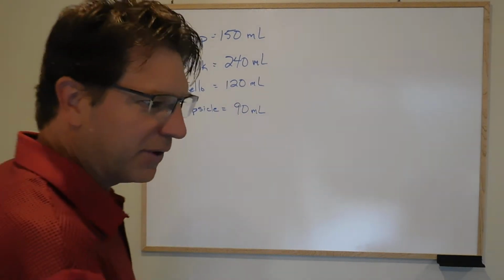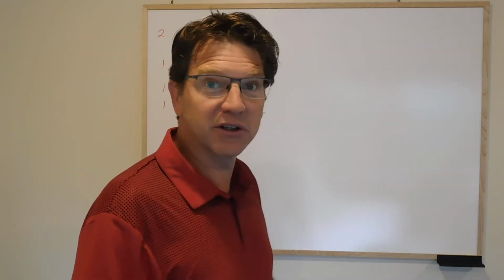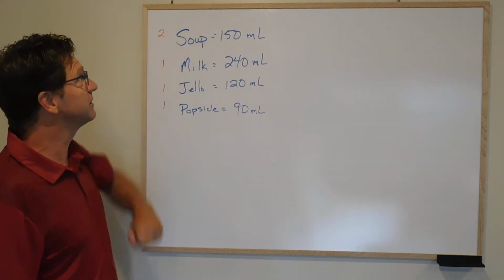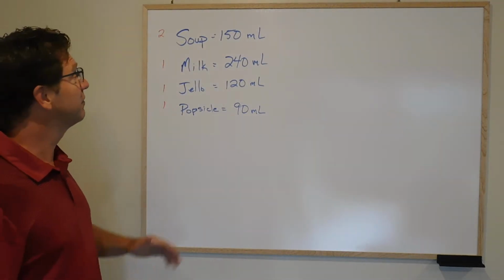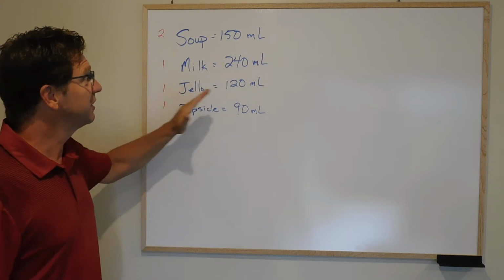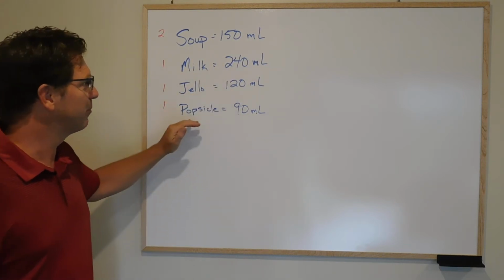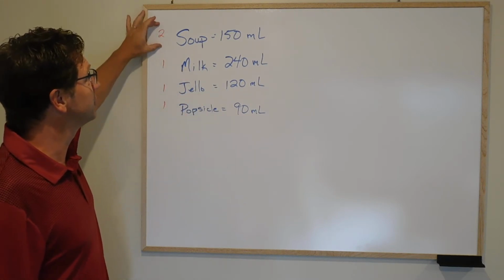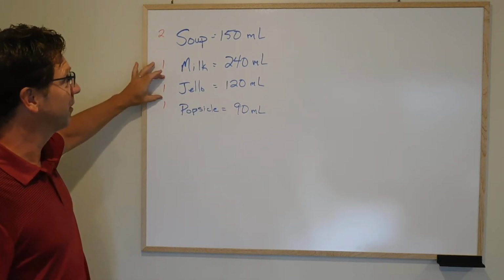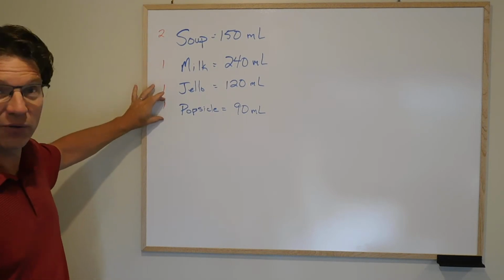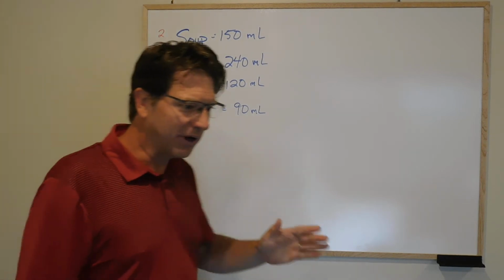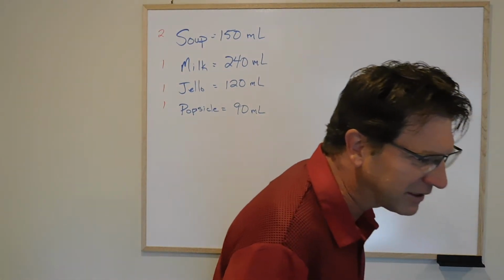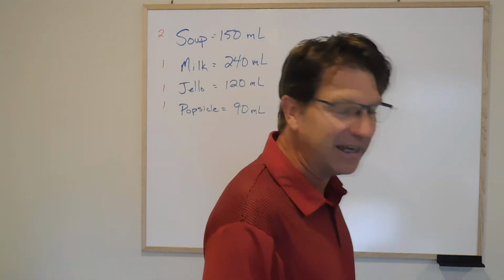Okay, now for this question about the registered nurse and the fluids, what we noticed was soup has 150 milliliters of fluid, milk is 240, Jello is 120, and popsicle is 90. And the question tells us there were 2 bowls of soup, 1 cup of milk, 1 serving of Jello, and 1 popsicle. Okay? But when I read it, and I'll read it to you, the question says, by how much does the output exceed the intake?